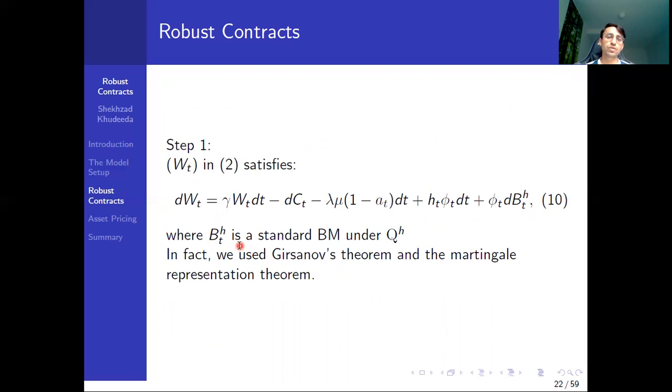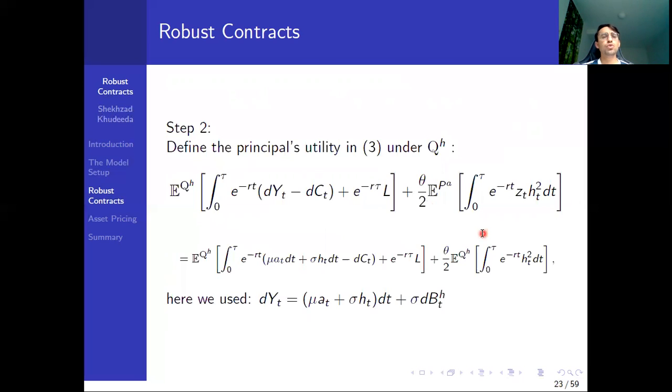First, we define the continuation value of the agent in equation 2. We obtain this equation after we apply the Girsanov theorem and the martingale representation theorem. All these terms we know so far except phi. Phi actually is a process that we obtain when we apply the martingale representation theorem. In finance, we say that it's a market price of risk. So step 2, we define the principal utility in equation 3 under the equivalent probability measure.